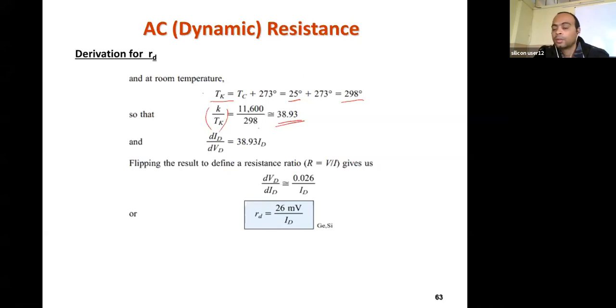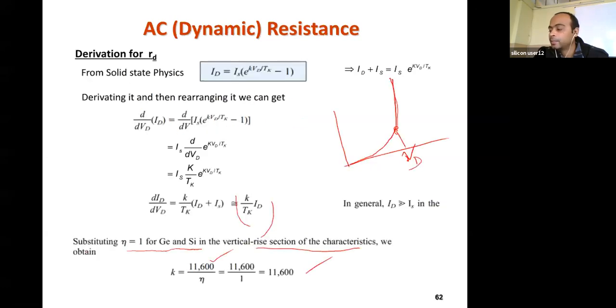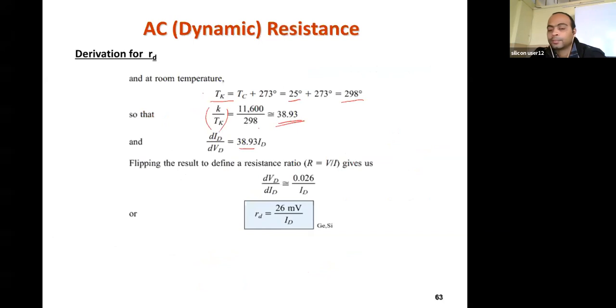Or I can say did by dvd, which came here as k by t of id. So in place of k by t I will put 38.93 id. Clear? Now we have to flip this, because I told you that R equals V by I, or 1 by I by V, where I by V is the derivative of the I equation with respect to V.